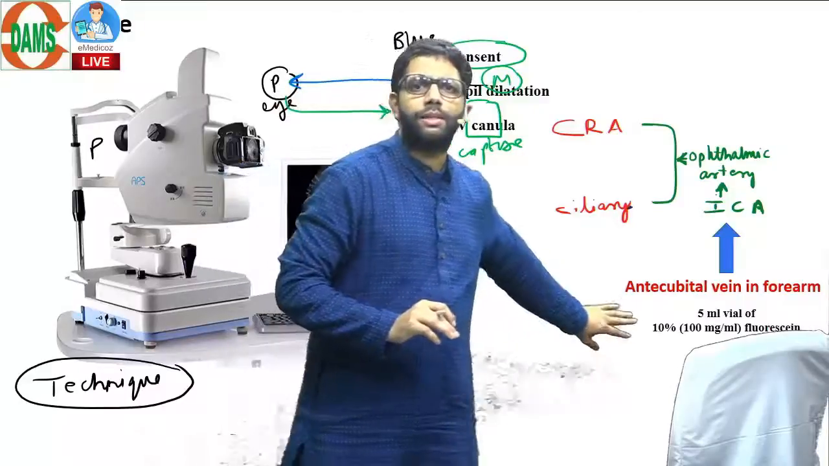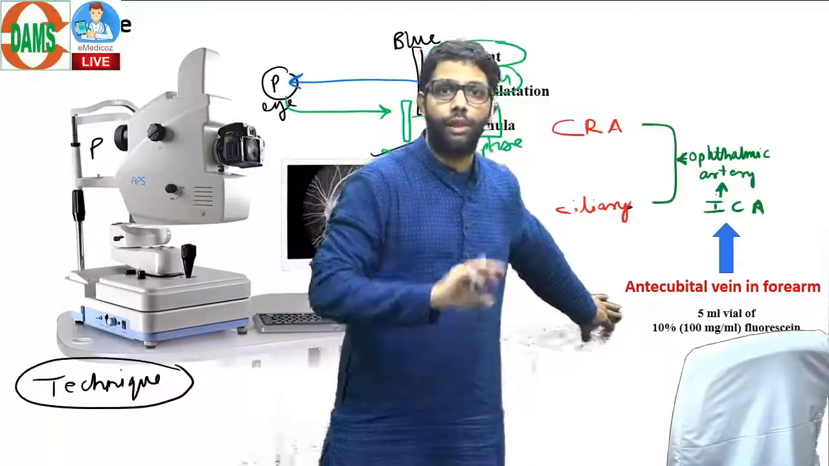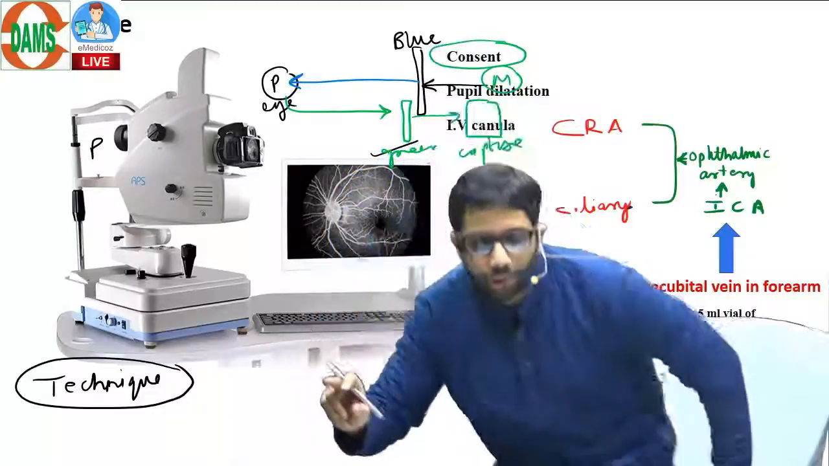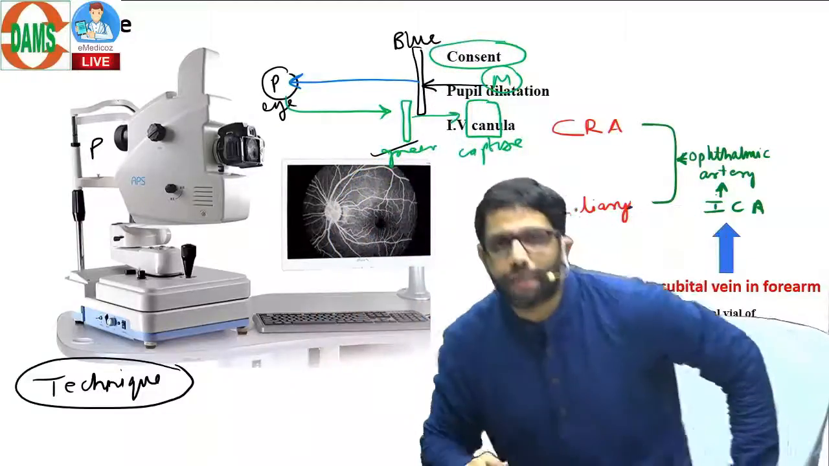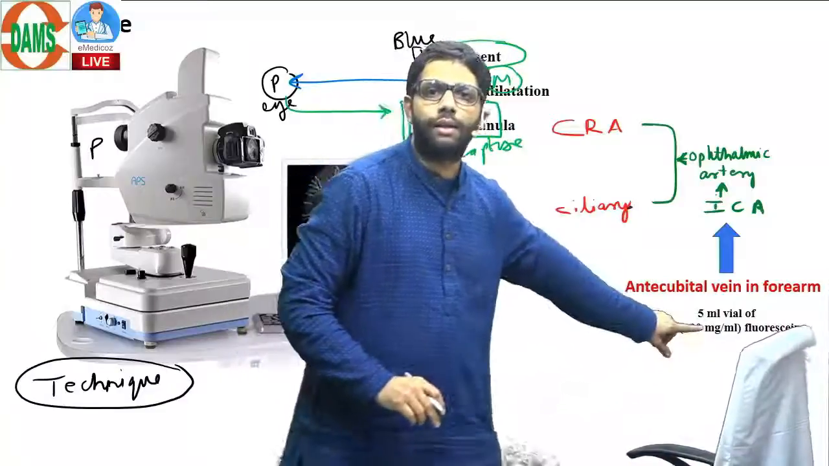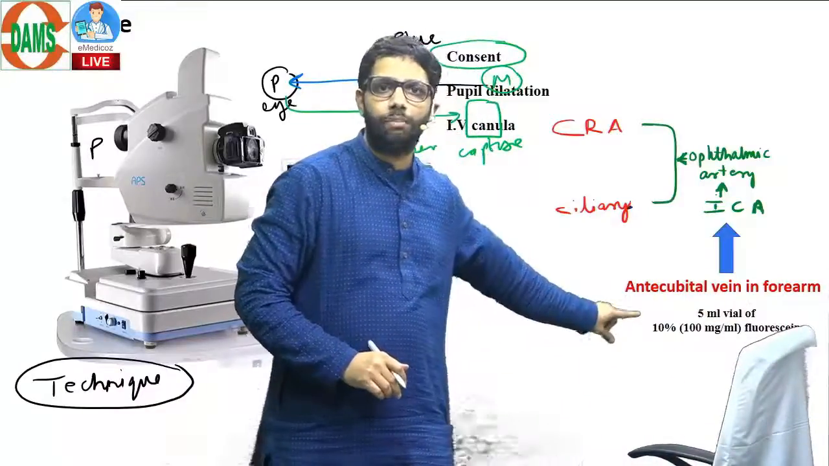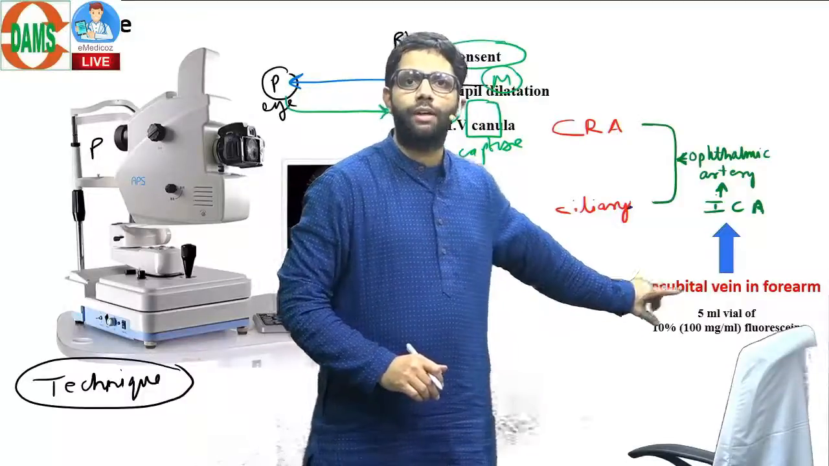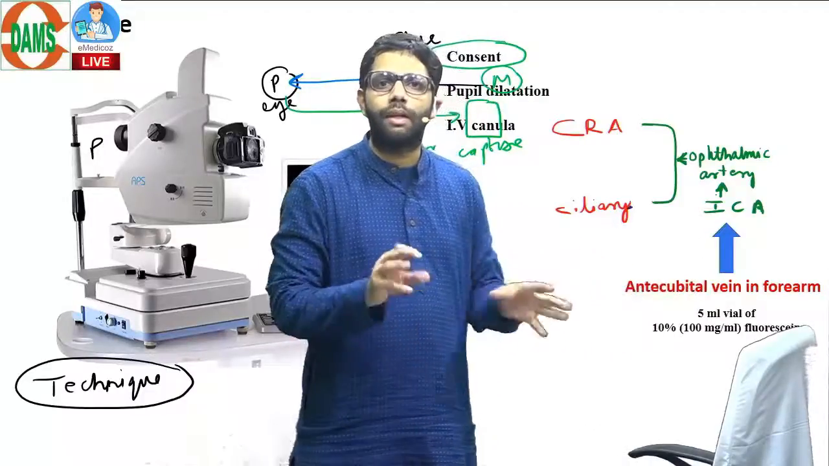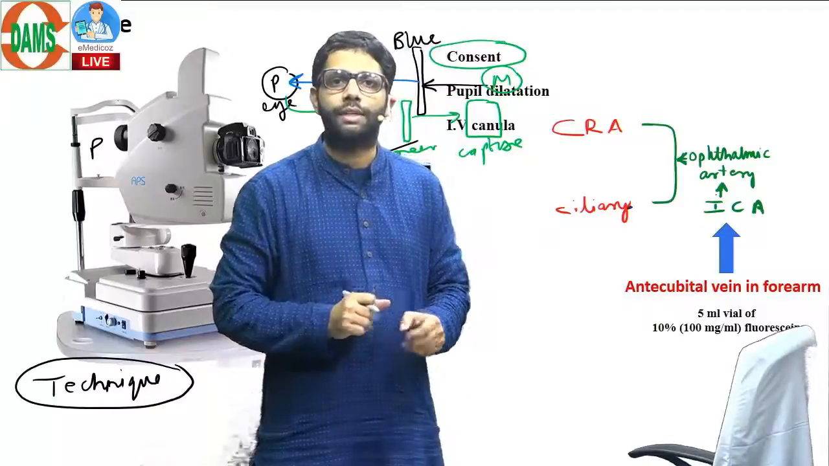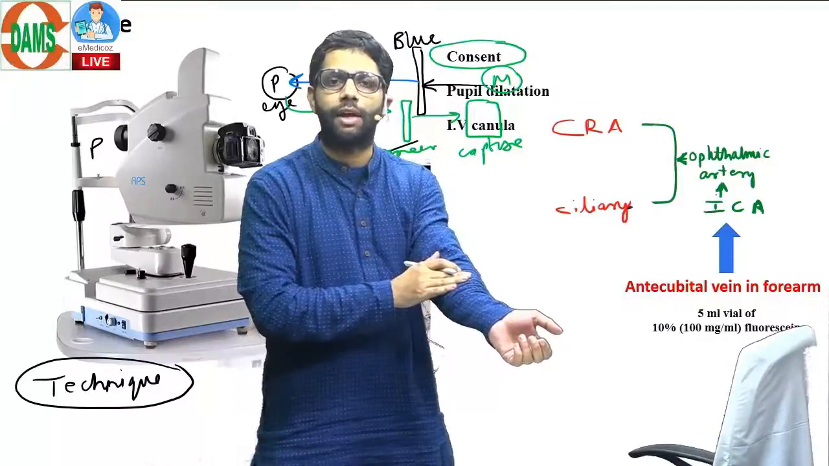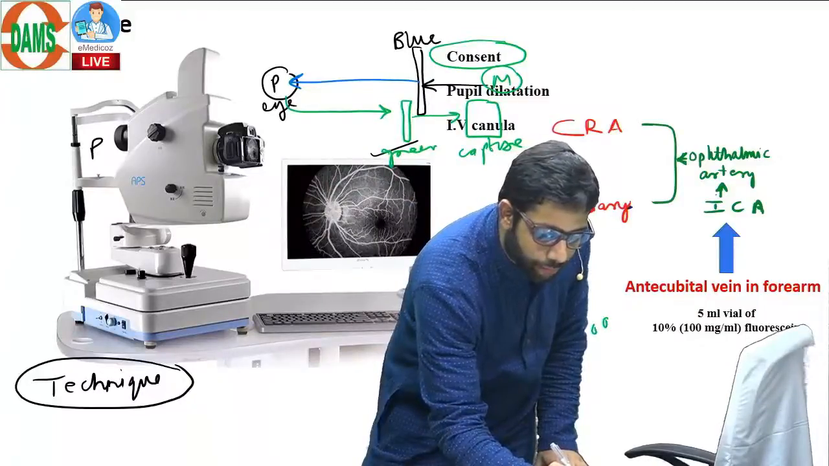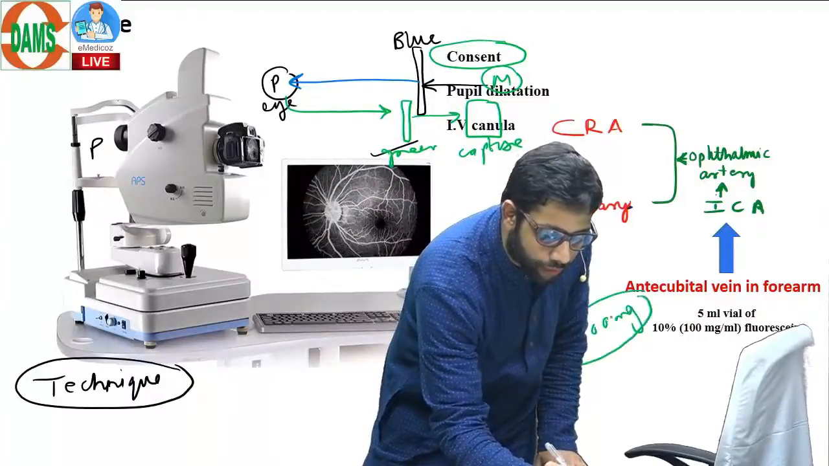Whenever you see a percent, 10%, 20%, to convert it into milligram per ml, it will just be multiplied by 10. Means 10% will be 100 milligram per ml, means 1 ml will contain 100 milligram. And how many ml are there in the vial? 5 ml. So how many milligrams of fluorescein are you putting inside the arm in that 5 ml vial? 500 milligram you are putting.